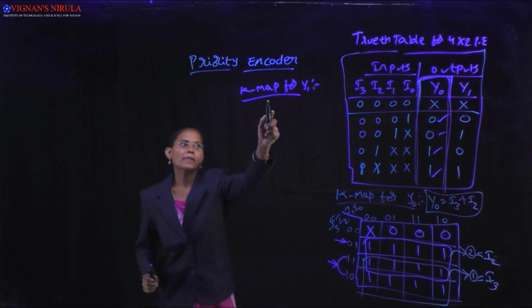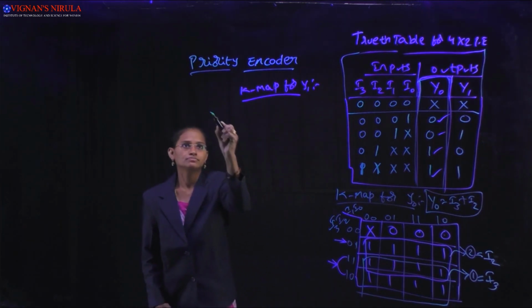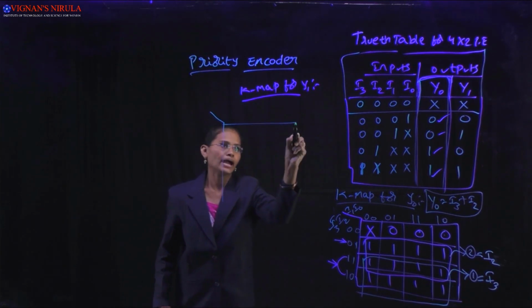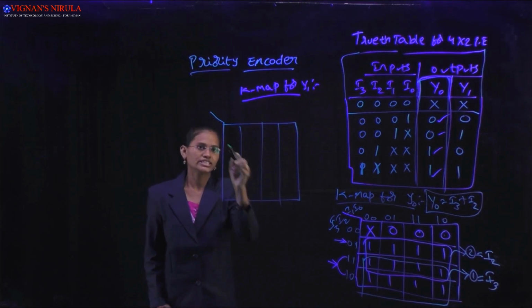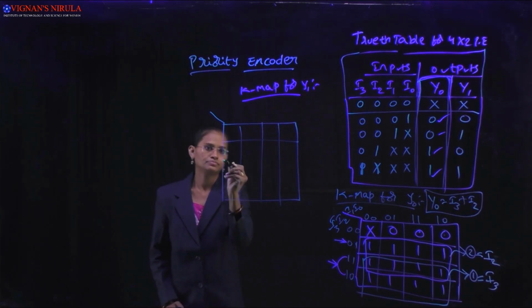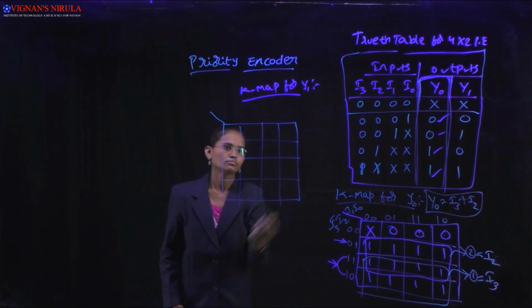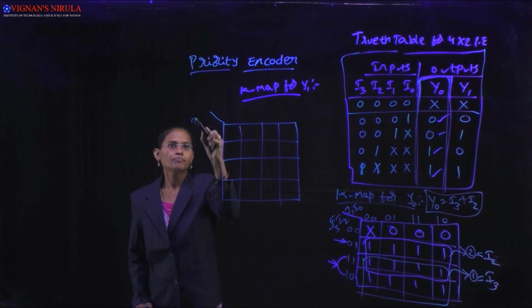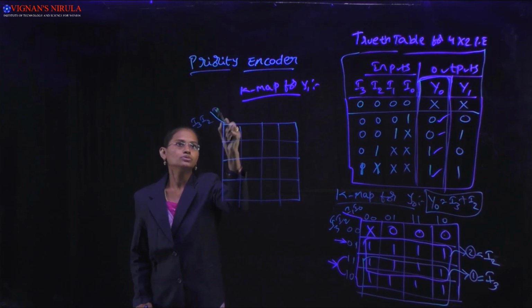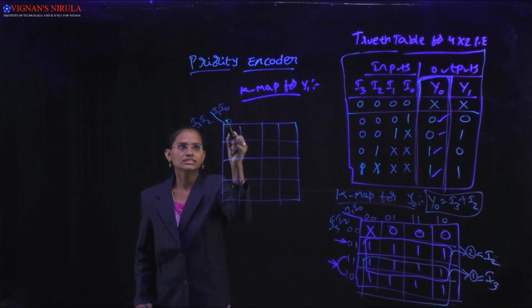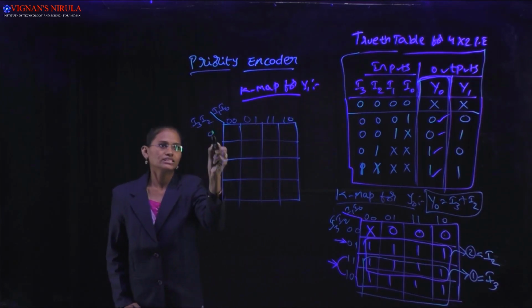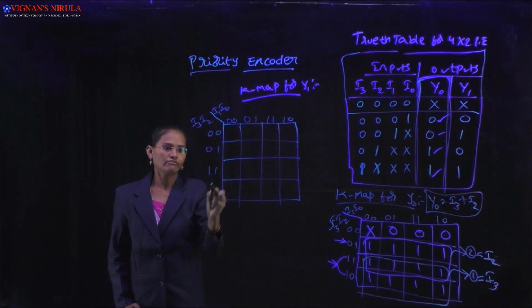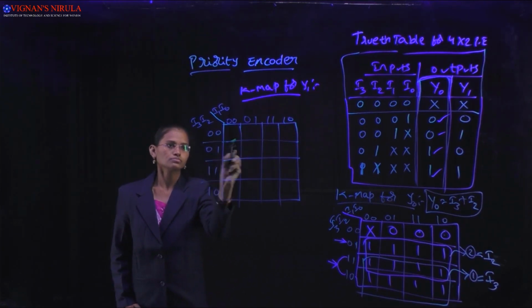And next, the K-map for Y1. We draw the K-map for Y1. Draw the 16-cell K-map. Okay, and this is I3, I2, I1, I0. The columns are 0 0, 0 1, 1 1, 1 0, and the rows are 0 0, 0 1, 1 1, 1 0.